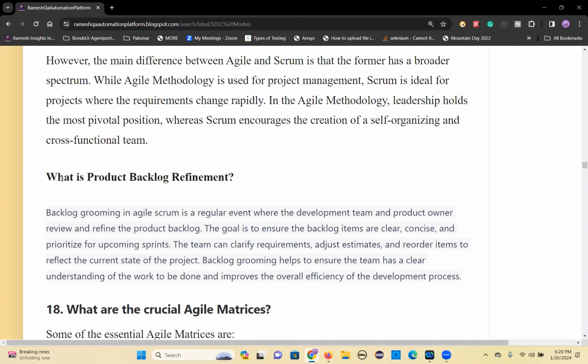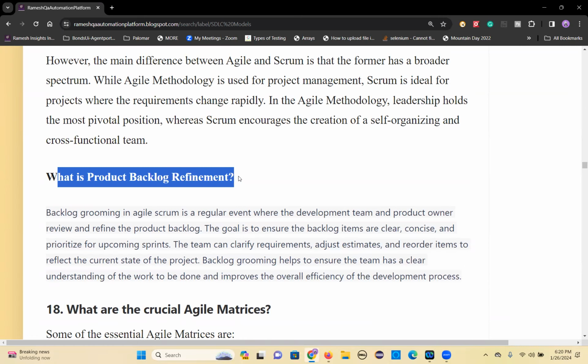Okay. What is product backlog refinement? This is another interview question. I faced this question. What is product backlog refinement? Backlog grooming. What is meant by grooming? The development team, product owner, and Scrum Master, and everyone in the team sit together and decide, just refining, right? Grooming is nothing but improving.